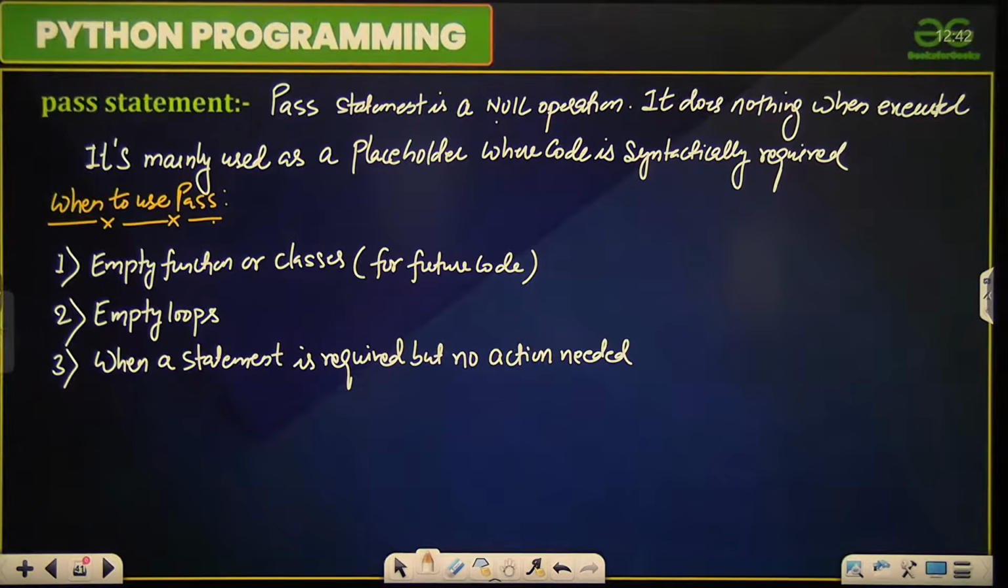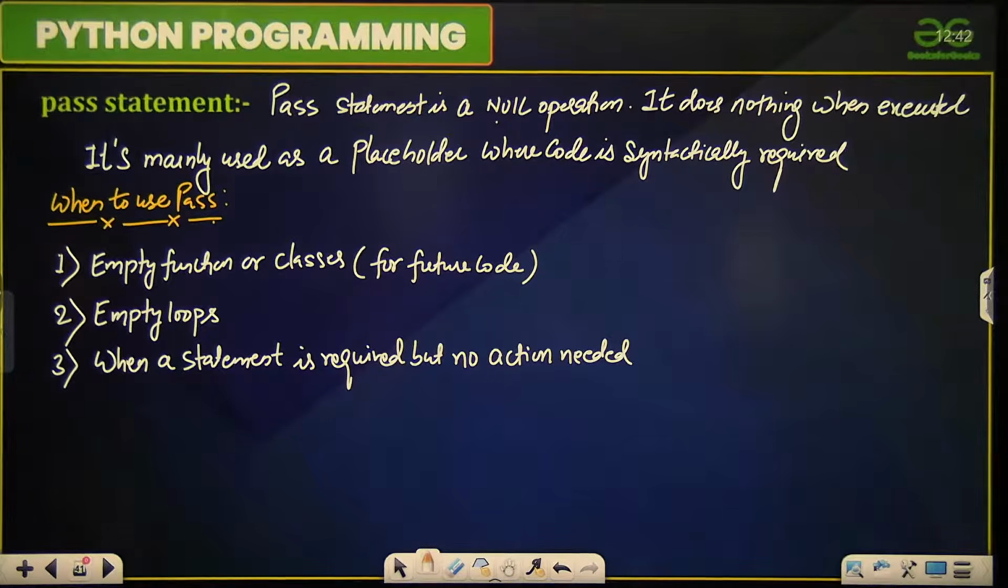When a statement is required but no action is needed, in all these cases, students, we will use pass. The pass statement is a null operation. It does nothing when executed. It's mainly used as a placeholder where code is syntactically required. When to use pass? Empty functions or classes for future code, empty loops, when a statement is required but no action is needed.